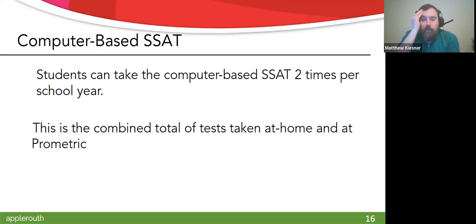So for this upcoming year, students could take the computer-based SSAT one time. That is both the at-home and Prometric. That is a change from prior years. Previously, it had been three times, but they've limited it for whatever reason. They probably did it to reduce the number of test forms they need to have. But that is a change for this year, so there's at least one fewer opportunity to take the SSAT.